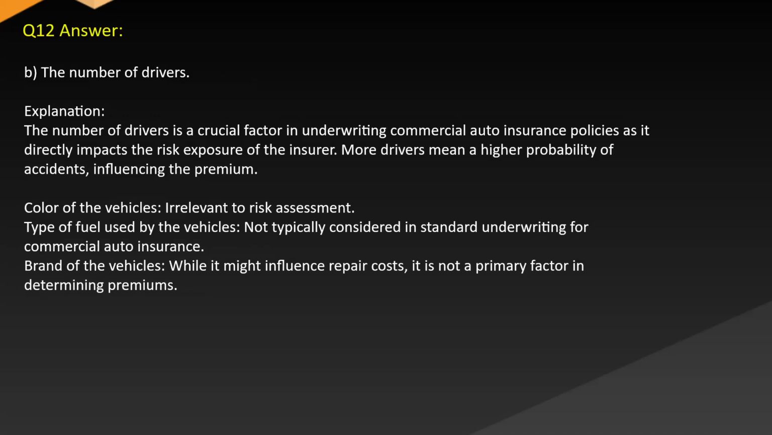Answer. B. The number of drivers. Explanation. The number of drivers is a crucial factor in underwriting commercial auto insurance policies, as it directly impacts the risk exposure of the insurer. More drivers mean a higher probability of accidents, influencing the premium.